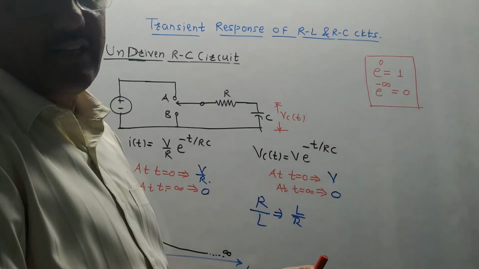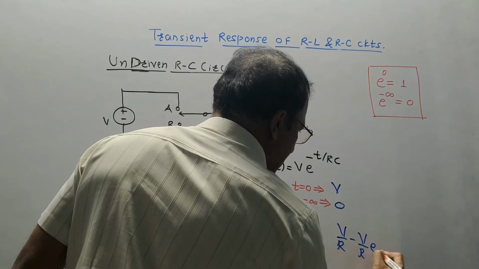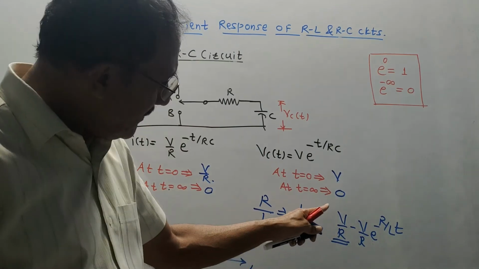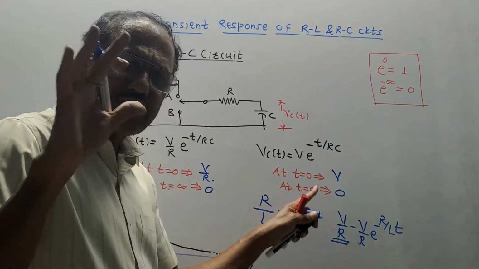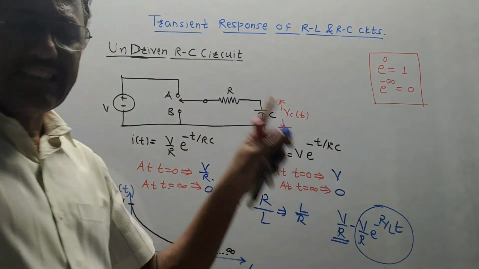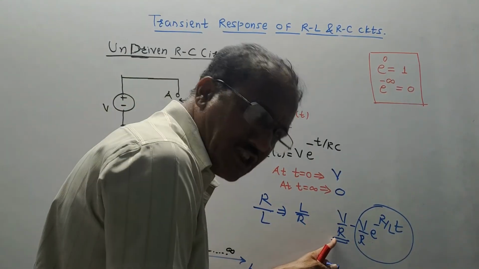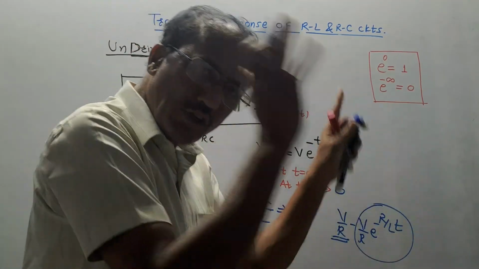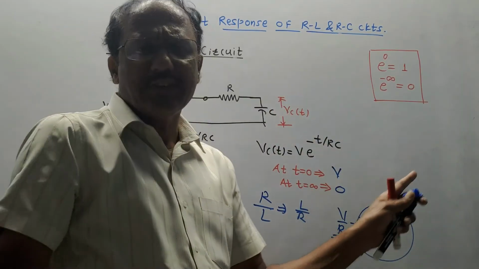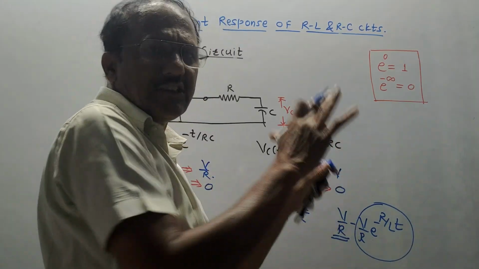And one more important part related to this: if you are getting an equation like this, V by R minus V by R e raised to minus R by L t, then the first term, in which the t term is not there, is known as the steady state response. The second term, which contains the notation t, is known as the transient response. Transient means it is changing with respect to time. Steady state means it is remaining constant, not changing with time. So these are the two types of responses. From any equation, it's pretty simple. If it contains the notation t, it is the transient response. If there is no t term, it is the steady state response.